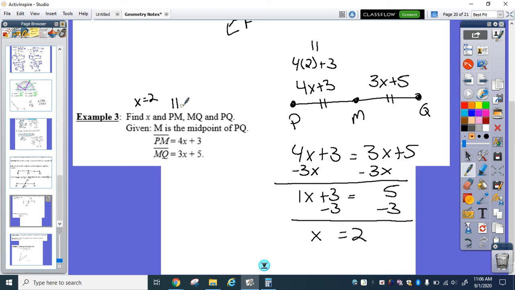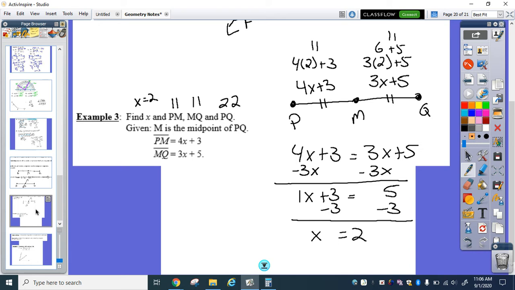So PM is 11. Well, if PM is 11, then shouldn't MQ also? But let's check and make sure. 3 times 2 plus 5. Well, 3 times 2 is 6. 6 plus 5 is 11. Well, now we have both pieces. This section's 11. This section is 11. So the whole line segment, we'd add those two together and get 22.